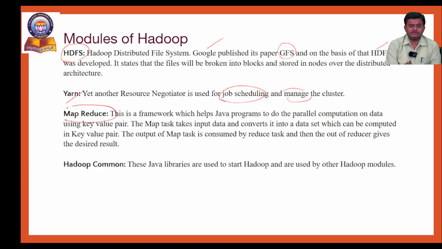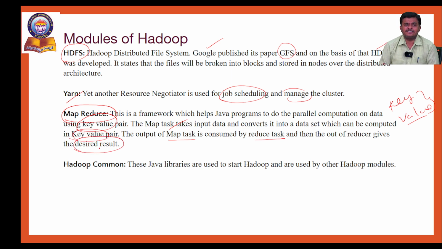Another module is MapReduce. This is a framework which helps Java programs do parallel computation on data using key value pairs. So in MapReduce, the main focus is on key and value. This is a pair which is generated using the MapReduce program. The map task takes input data and converts it into a data set which can be computed in key value pairs. The output of the map task is consumed by the reduce task, and then the output of the reducer gives the desired result. So this is how MapReduce works.